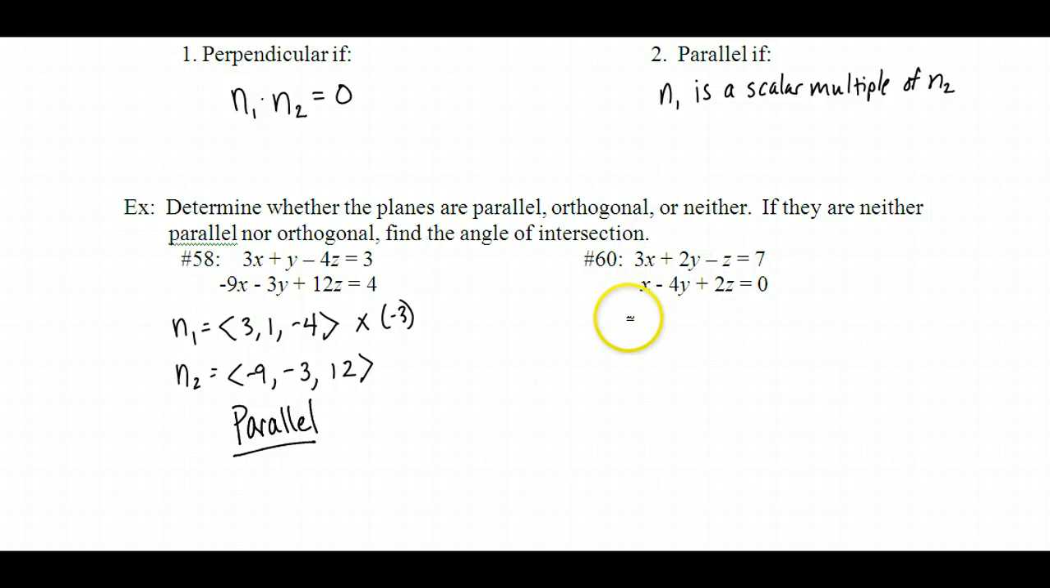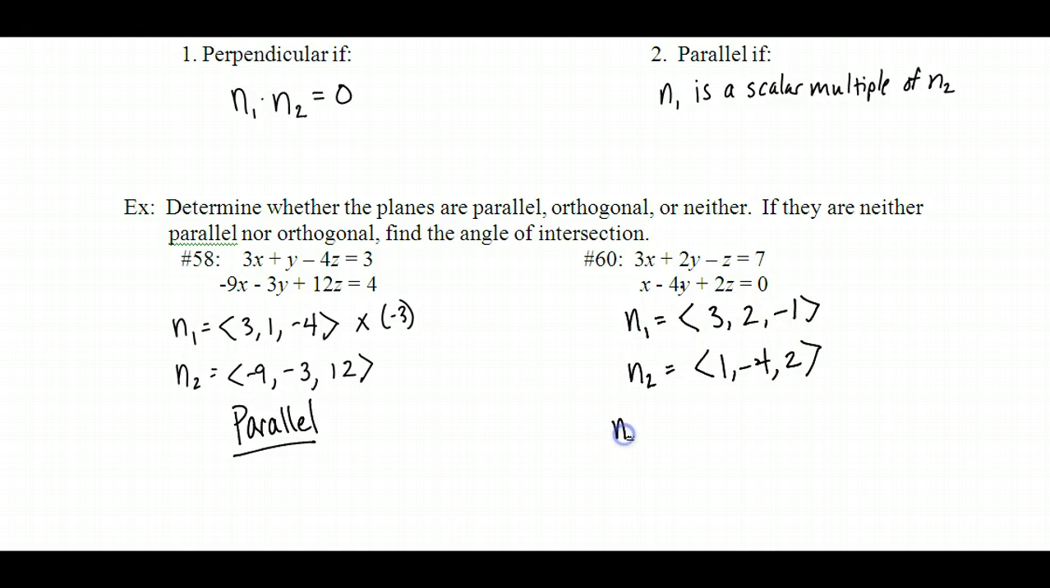Number 60, again, I like to write out my direction vectors first. So I have 3, 2, negative 1. That constant doesn't matter. And n sub 2 would be 1, negative 4, 2. Looking at this, I can tell there's obviously not a scalar multiple that will get me from one vector to the other, because 3 to 1 would be multiplying by 1/3. That's not going to be the case. So we know that it's not parallel.